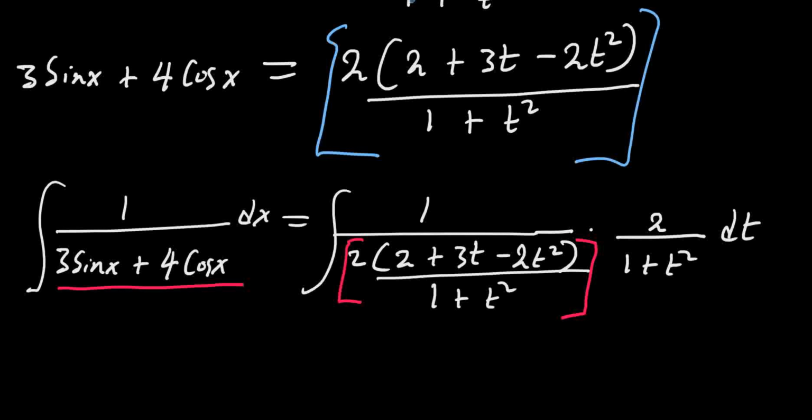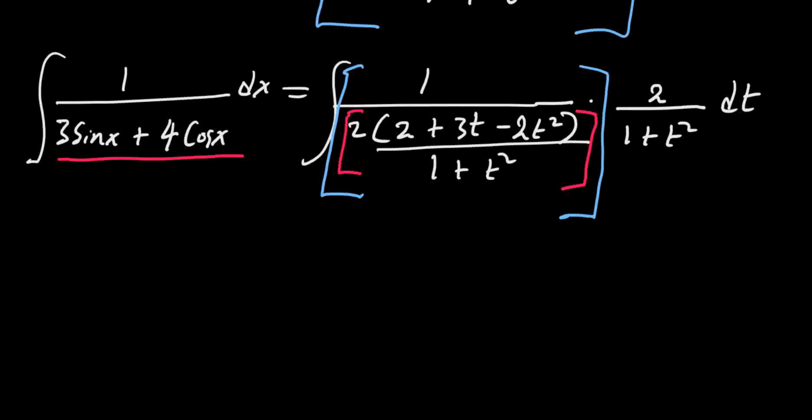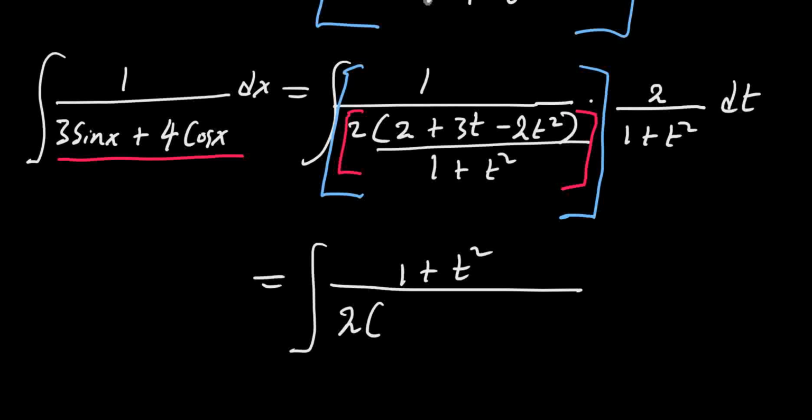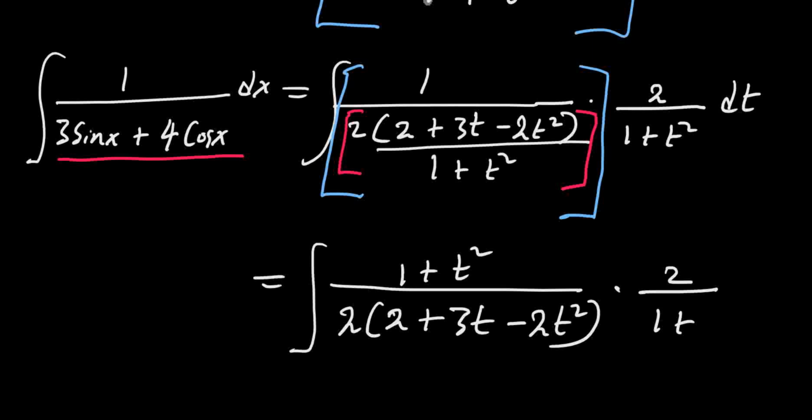What we are going to do next is to simplify the whole of this. And once that happens, then this will be equal to the integral of (1 plus t squared) over 2(2 plus 3t minus 2t squared) times 2 over (1 plus t squared) dt.